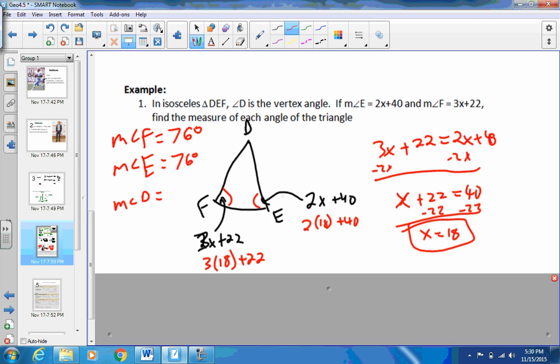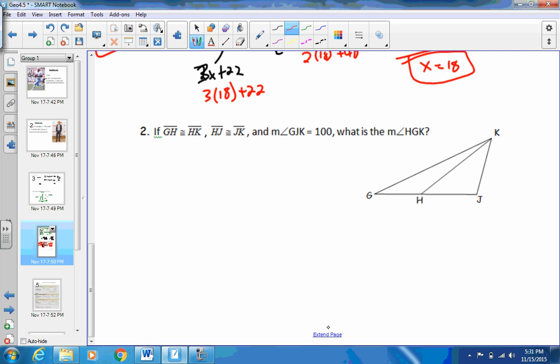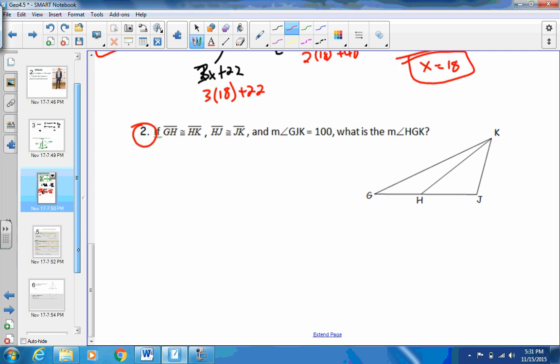Those are both equal. And that makes up a total of 152 degrees. So this would be 180 minus 152, which equals 28. So it would be 28 degrees. And that would be number 1. I'm going to have you do number 2 on your own. We'll come back to number 2, I think, as a class next time.